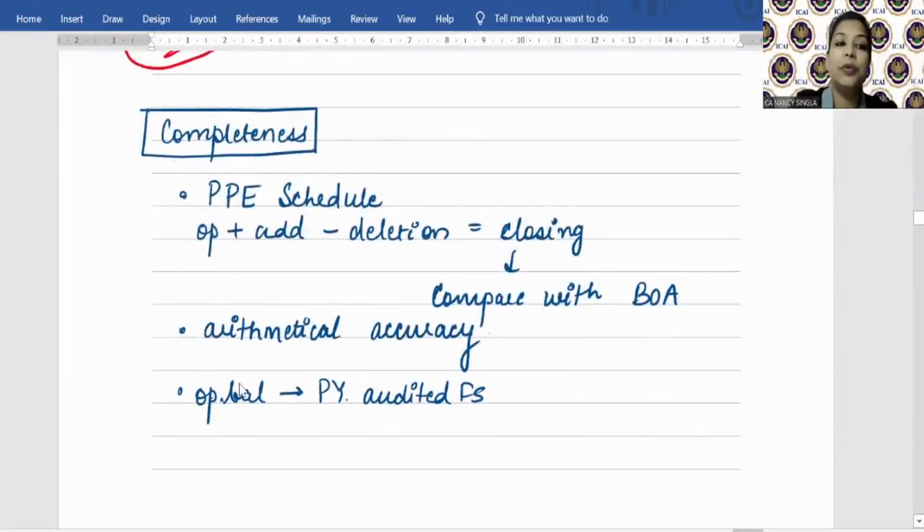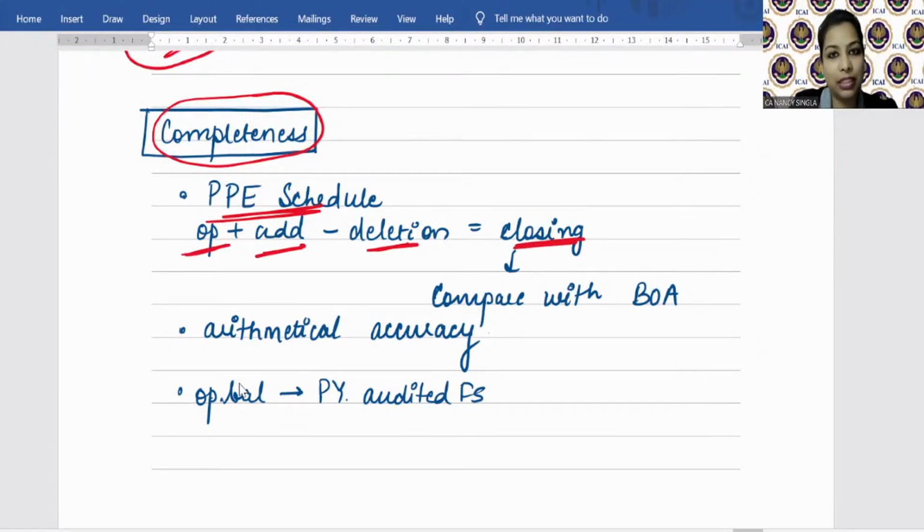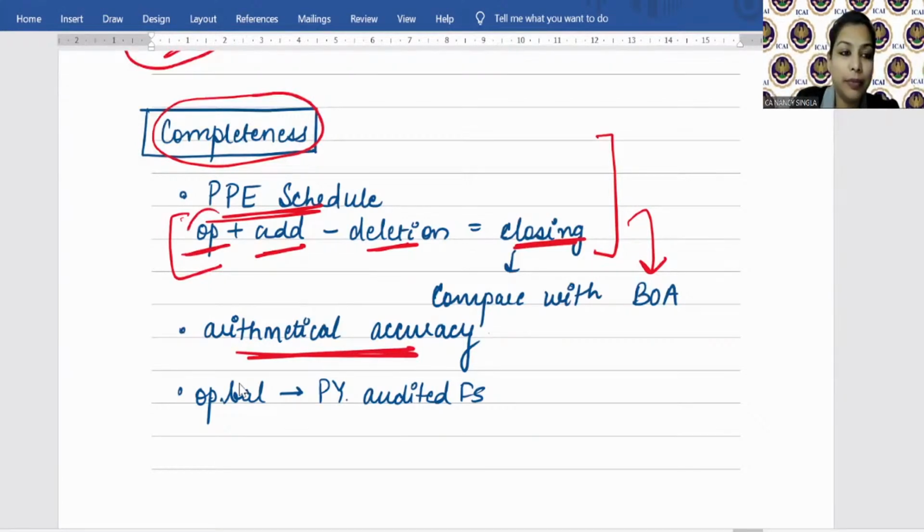ठीक है? Now with respect to completeness, है ना? So auditor will obtain what? The PPE schedule. He will ask the management कि management मेरे को opening, additions, deletions और closing balance जो है उसका schedule बना के दो. And then the same will be compared with the figures that are coming in the books of accounts in the PPE accounts. ठीक है? And since this is a formula, auditor will check what? Arithmetical accuracy. अब देखो opening balance को कहाँ से check कर सकते हो आप? Previous year audited financial statement को. Same. ठीक है? Previous year audited financial statement, whether the same has been correctly brought forward or not. Tell me, additions during the year को कहाँ से check कर सकते हो?